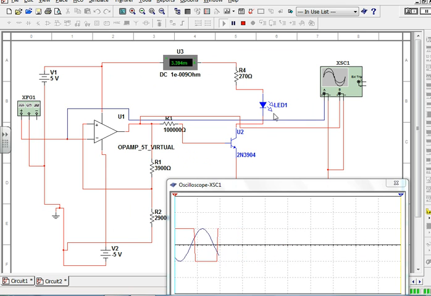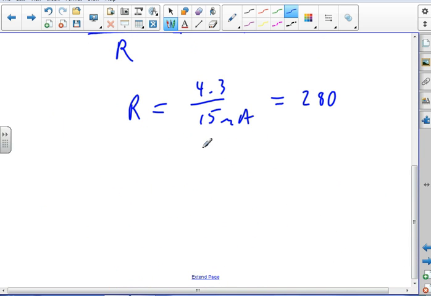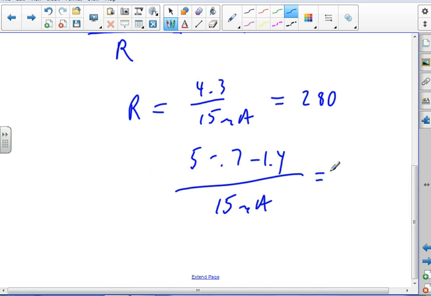So we go back and say, well, yeah, I accounted for the 0.7 drop across the transistor, but there's a 1.4 drop across the light emitting diode, so we'll go back and recalculate. This should be 5 minus the 0.7 minus 1.4 divided by 15 milliamps. Isn't there a drop on the diode too? That's what I'm getting, yeah. 5 minus 0.7 minus 1.4 divided by 0.015.